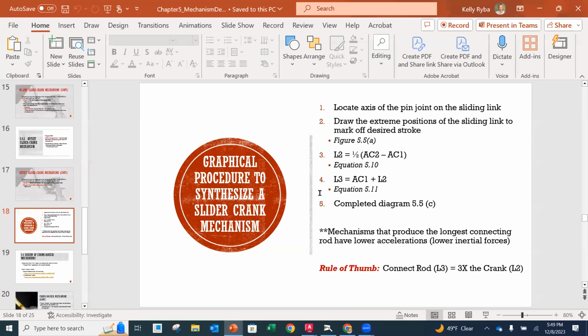Now, the procedure to graphically go through the process of designing or synthesizing the slider crank mechanism is as we see here. So the first thing you need to do is locate the axis of the pin joint on the sliding link.